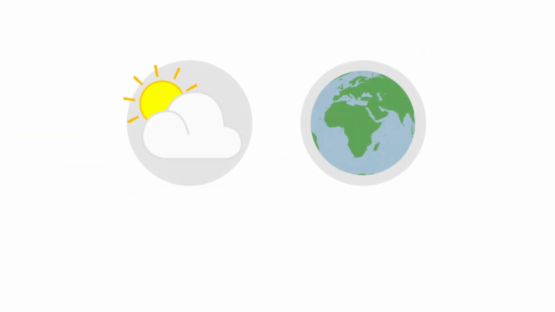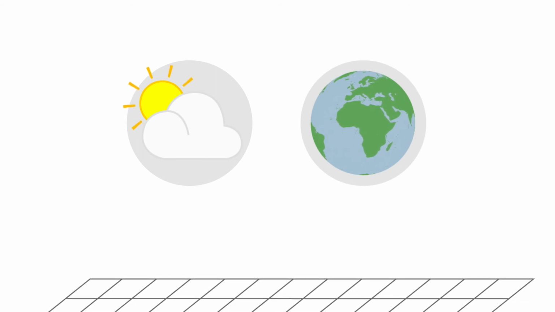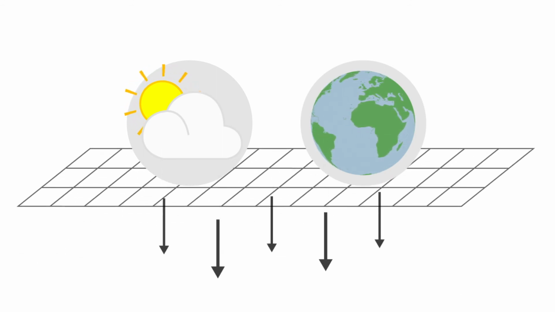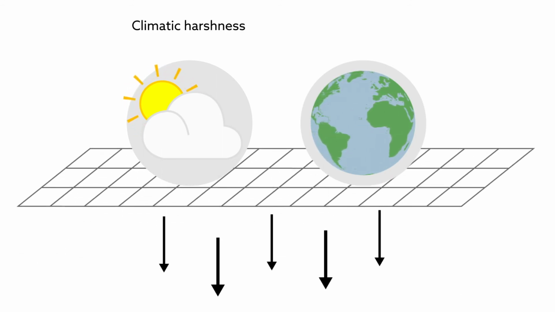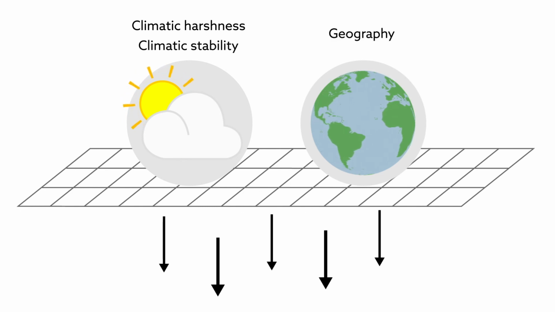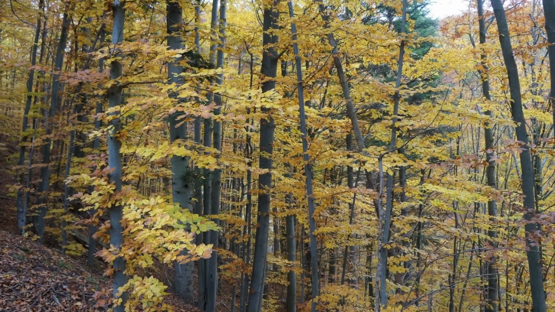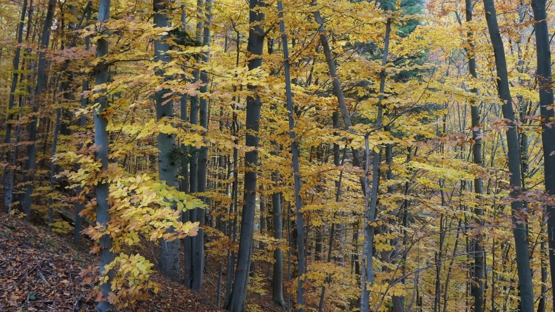These results support the predictions made by environmental filtering hypotheses. Filters related to climatic harshness, climatic stability, and geography appear to shape the global diversity patterns of woody angiosperm species and might drive similar patterns for other life forms on Earth.